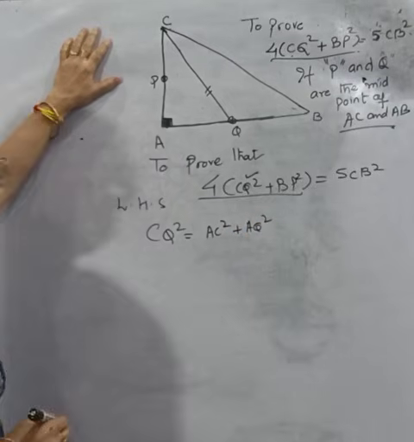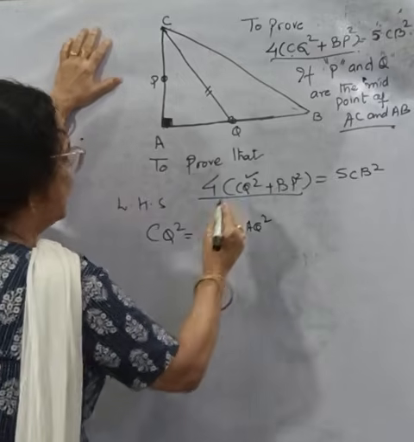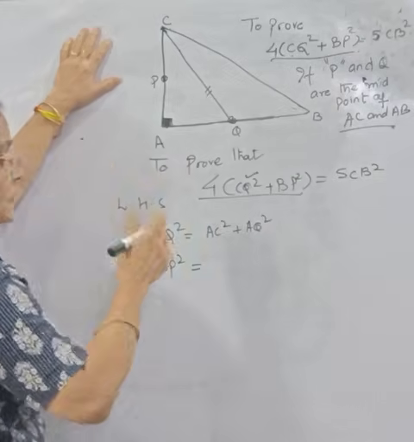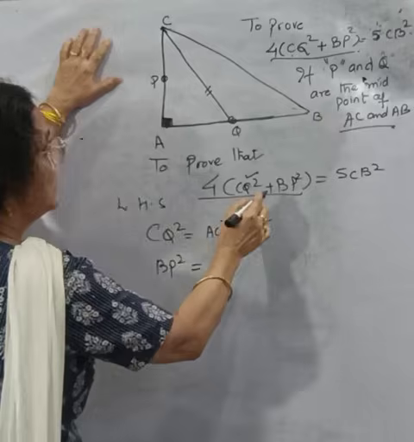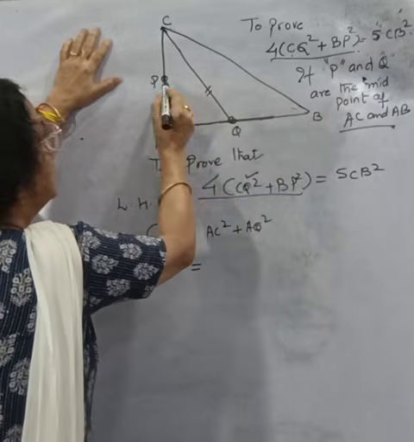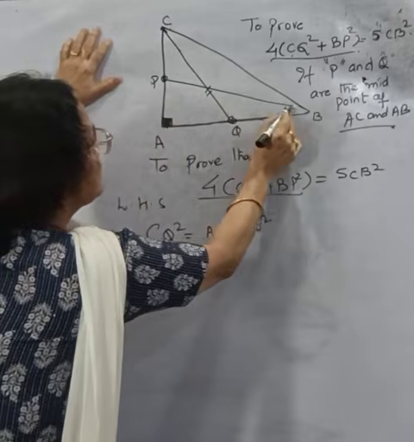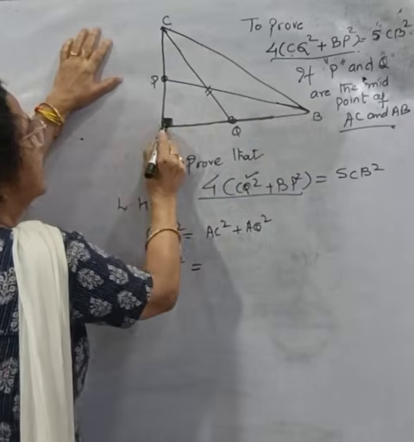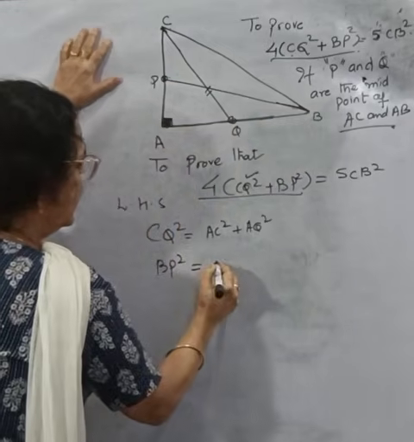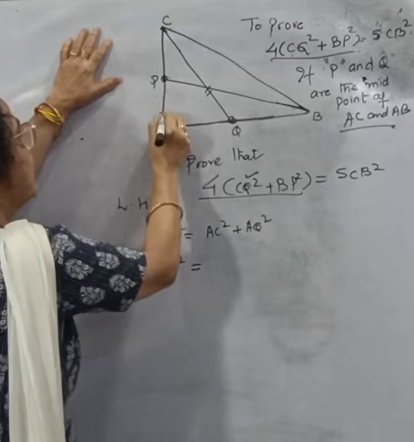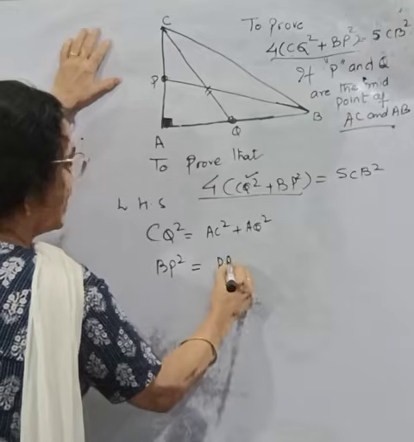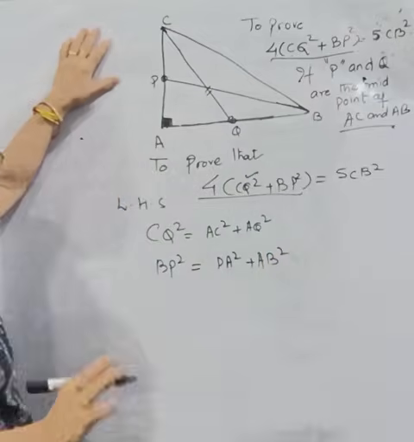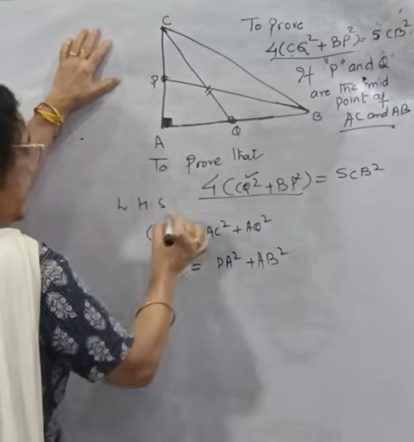Correct? Okay. Plus BP square. What is BP square equal to? BP, we have to join this. Again, we will apply the Pythagoras theorem in this right angle triangle. This is a 90 degree angle. BP square can be written as the square of this portion, PA square, plus AB square. Correct? Very correct.